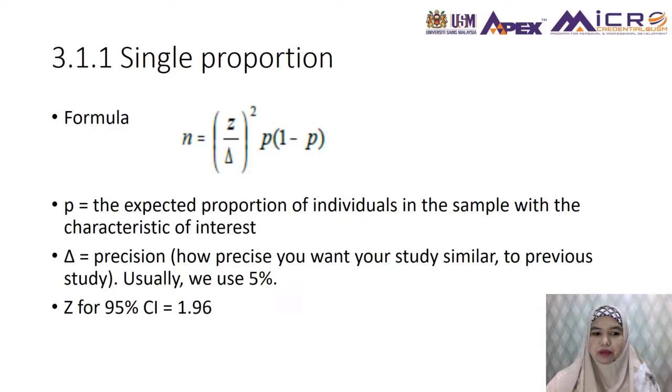This is single proportion formula. N equal to Z divided by a small triangle and the power of 2, P times 1 minus P. P is the expected proportion of individuals in the sample with the characteristic of interest. And the small triangle is precision. How precise you want your study similar to the previous study. Usually, we can use 5%. And Z for 95% confidence interval is equal to 1.96.